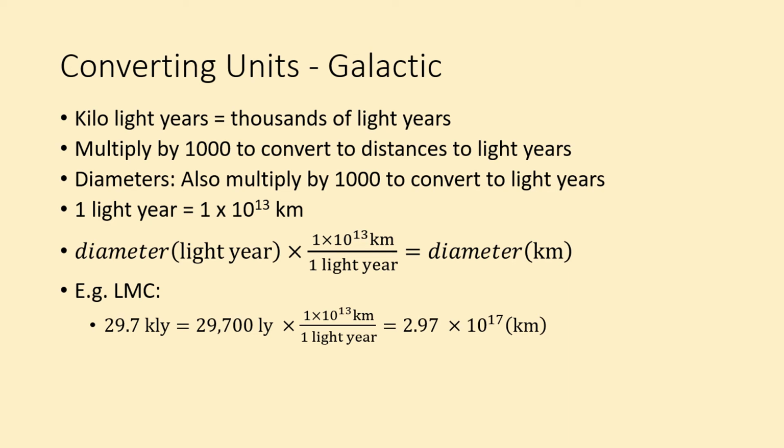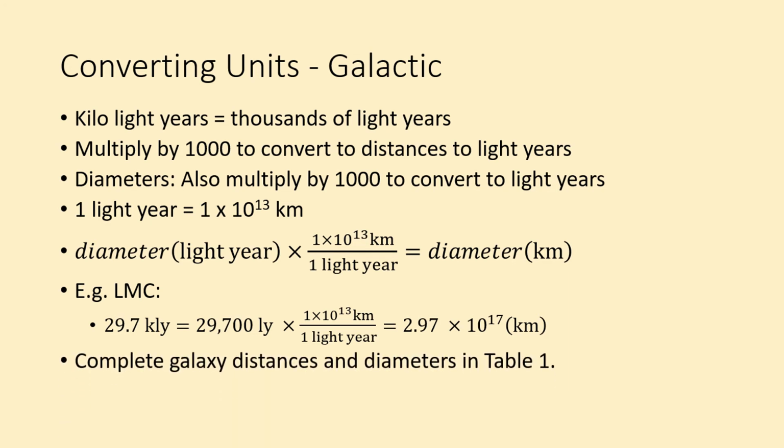Also notice that you're getting very large numbers for the diameters. This makes sense since a kilometer is a very human scale measurement. It's less than a mile, while galaxies are big enough that it takes light thousands of years to get across them. Do these calculations to fill in the distances and diameters for the rest of the galaxies in Table 1. Also write down a few examples of how you did each of these calculations so that you can turn them in with your lab.